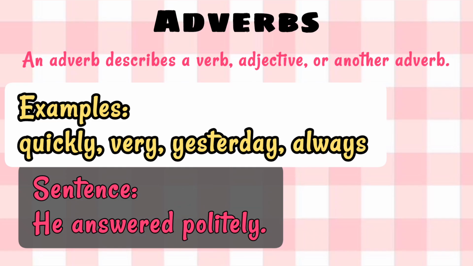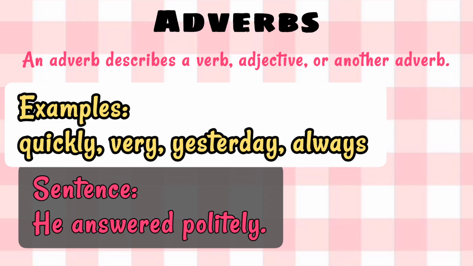To describe the person, we could have said he is polite. That's an adjective. But now it's the answer, it's the manner of answering. It's the manner of the verb answered that's polite. So we say he answered politely. I hope you understand that part.